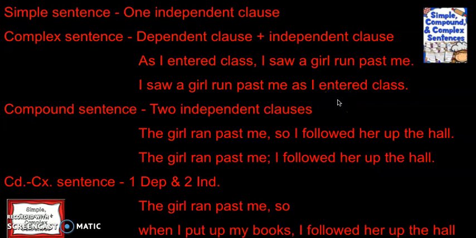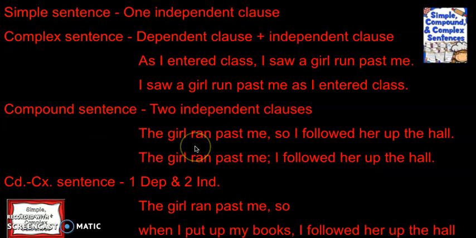Notice the difference in punctuation. When the dependent clause comes first, you have a comma after the dependent clause. But that's rarely the case when you have the dependent clause coming second. Just something to note. But these are complex sentences because they have an independent and a dependent clause. What if you have two independent clauses put together? Then you have a compound sentence.